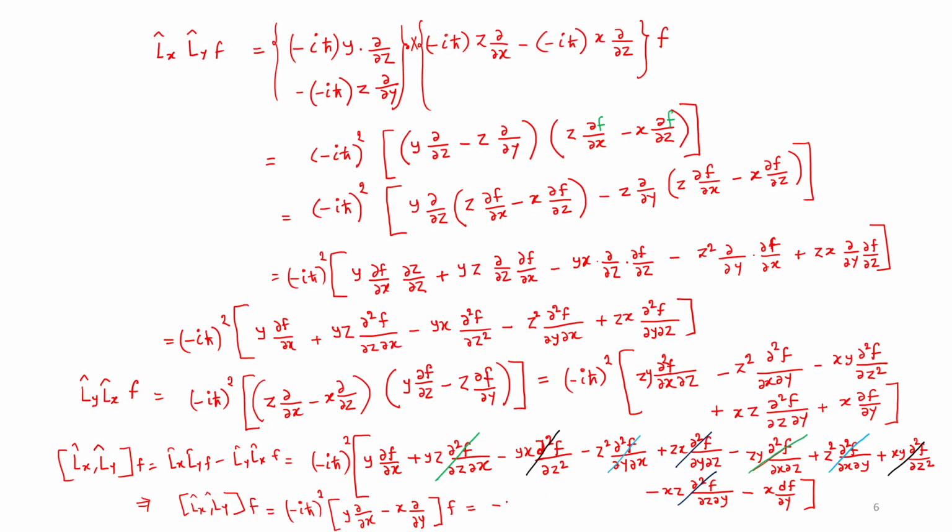So what we got is minus iħ, taking one factor, and it will be again minus iħ, second bracket y ∂/∂x minus x ∂/∂y, second bracket close, third bracket close, and then f, which is nothing but, you say, minus iħ into this is nothing but the Lz operator, right? So what we got there is minus iħ Lz.